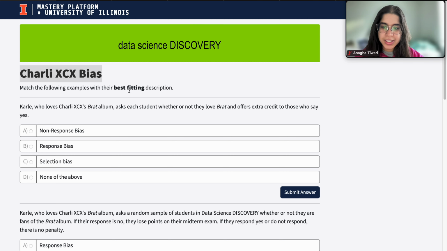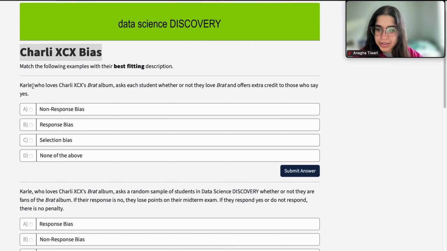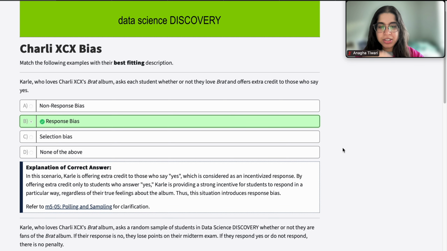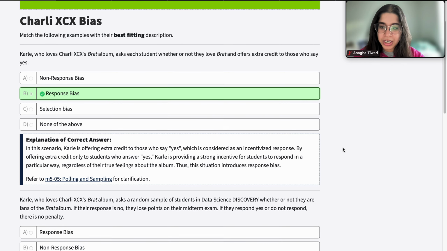Match the following examples with their best fitting description. So Carly, who loves Charli's Brat album, asks each student whether or not they love Brat and offers extra credit to those who say yes, right? So even if I don't love the album, any student is going to be more inclined to say yes because people want extra credit. So this actually results in response bias because this situation is affecting people's responses. They're not going to respond accurately and will be more inclined to say yes because of the extra credit involved.